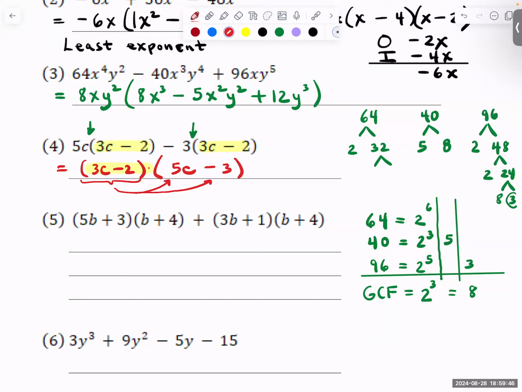The greatest common factor for both binomials is a 1, so we cannot factor any further. That is complete. Completely factored.